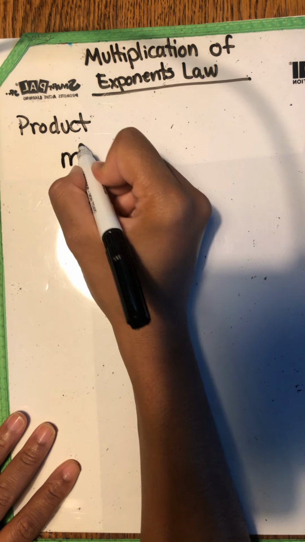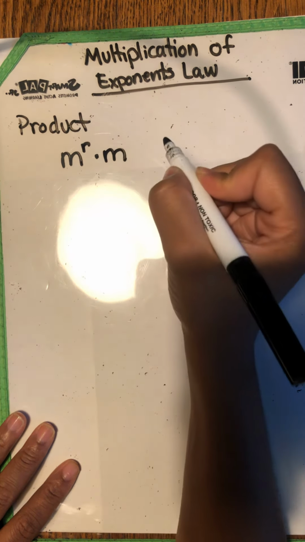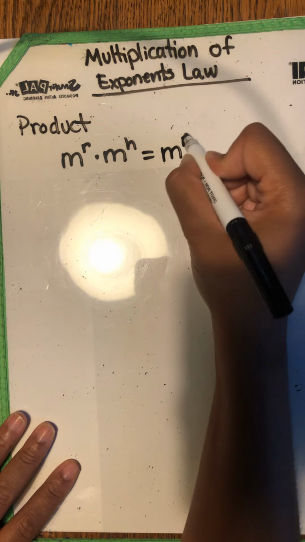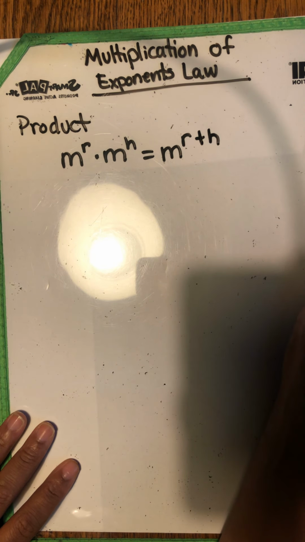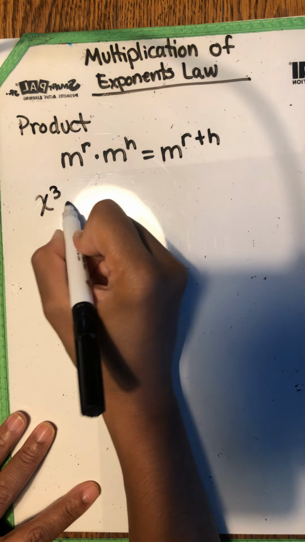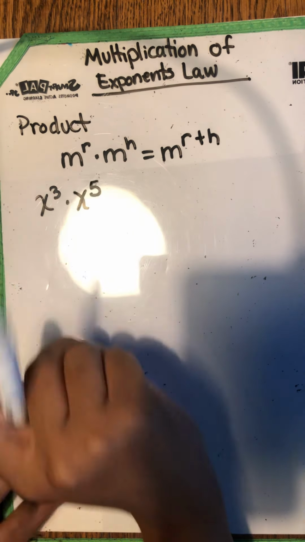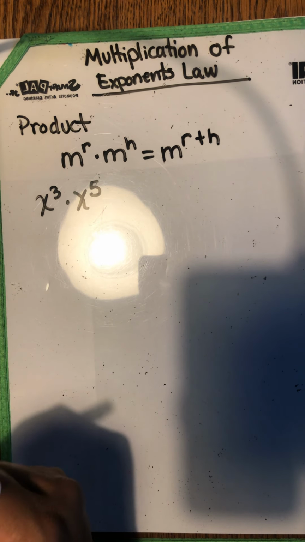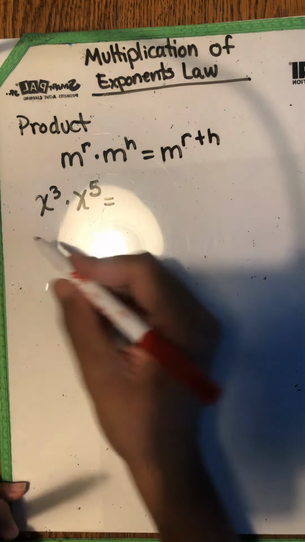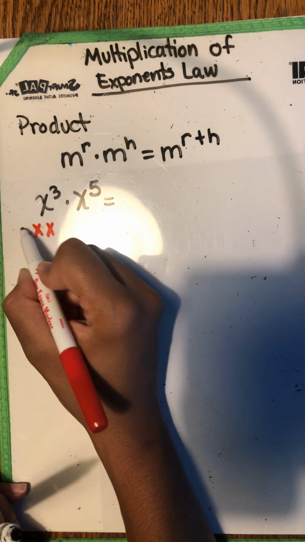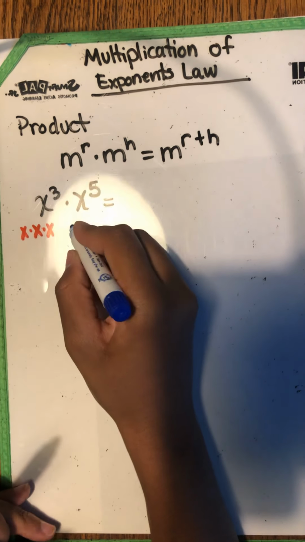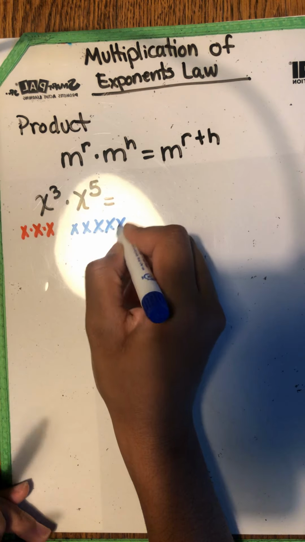It says when you have two terms with the same base, all you need to do is add your exponents. For instance, if I had x to the third times x to the fifth. Now, if I had all the time in the world, I'd be able to write this out in expanded or standard form. Okay, this is in exponential form so far. And that would mean that I have 3 x's here, x times x times x, and that I have 5 x's here. 1, 2, 3, 4, 5.